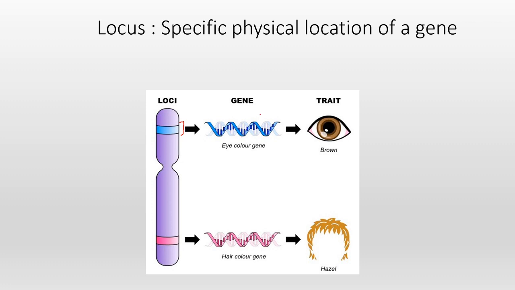For example, we have a gene in this picture that controls the eye color. That is located at a particular place in the chromosome, and that is the locus for the eye color gene. Similarly, we have a number of other genes. For example, the hair color gene is present at a different location on the same chromosome. The loci for different genes might also be located on different chromosomes.